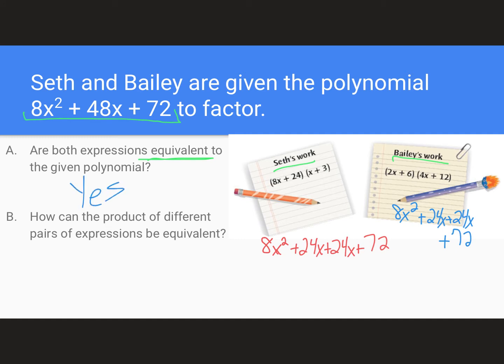So the next question is, how can the product of different pairs of expressions be equivalent? I want you to think about that for a minute. How can the product of different pairs of expressions be equivalent? Is there something that could be factored out of each of them that would make it so that the expressions were actually the same? Think about that as we go through.